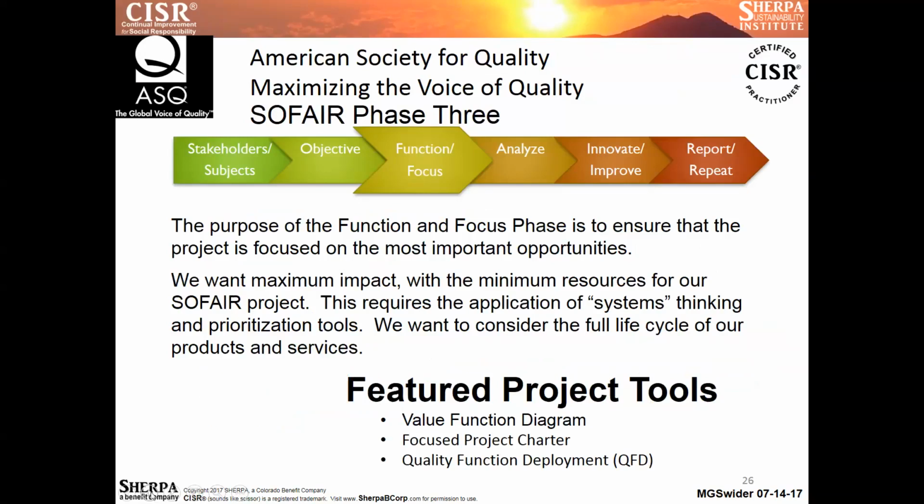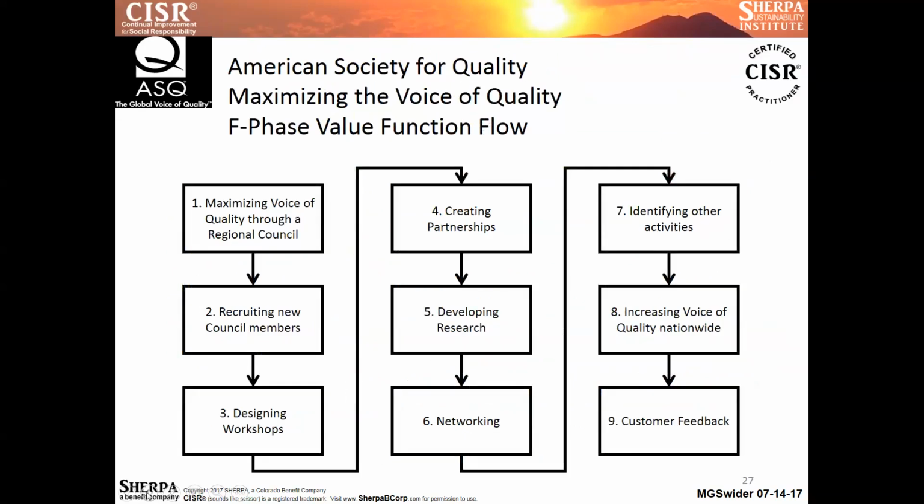So guess what? What tools can we use for prioritization and thinking systematically? Three of the tools that we use in this phase were value function diagram, focus project charter, and quality function deployment. I will go through them very quickly here. The value function flow was a new tool for me. I had never used this before. I learned through the certification process or program what it was.